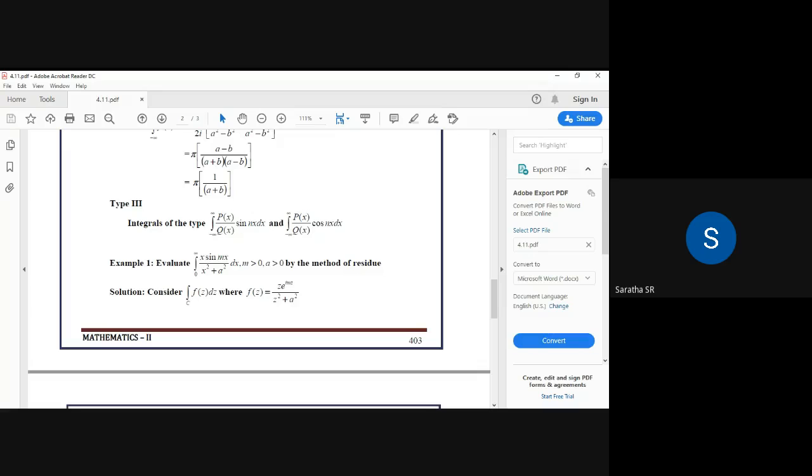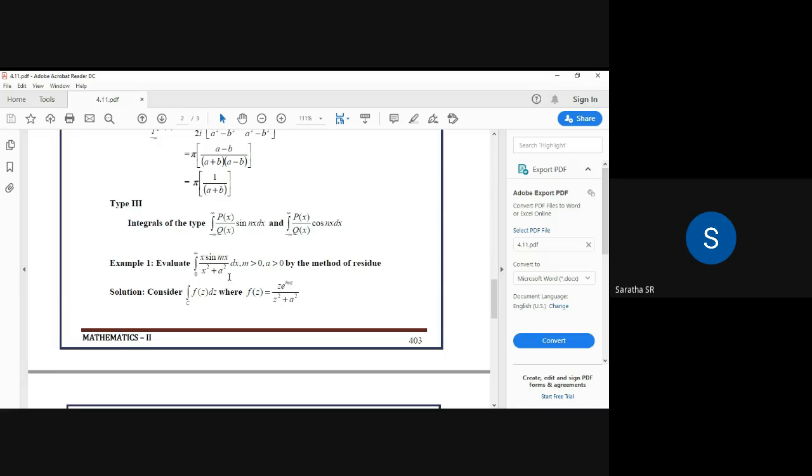Move on to type 3. Here we are combining type 1 and type 2. That means we are taking a trigonometric function as well as an algebraic function. Here we take the algebraic function x by x square plus a square and the trigonometric function sin mx. That means if it is in the numerator, we convert this trigonometric function into an exponential function. The same way we do here also.